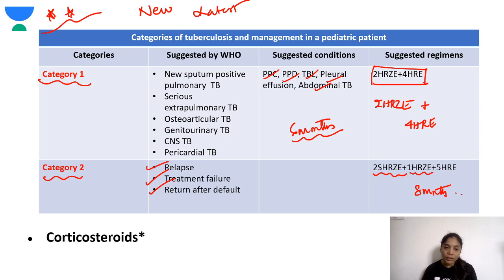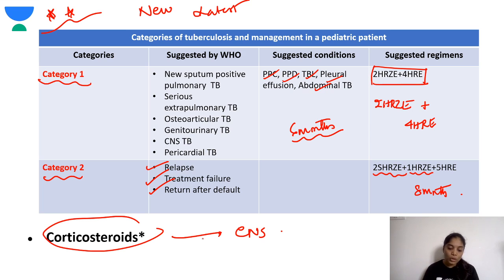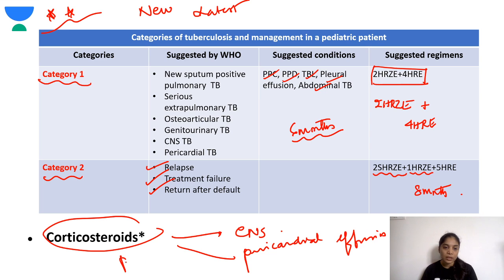Another important thing is when you have severe forms of tuberculosis, especially CNS tuberculosis, a dose of corticosteroids will help in the management, so the outcome is better. Also in case of pericardial effusion, corticosteroids have given very good results. So we give prednisolone.